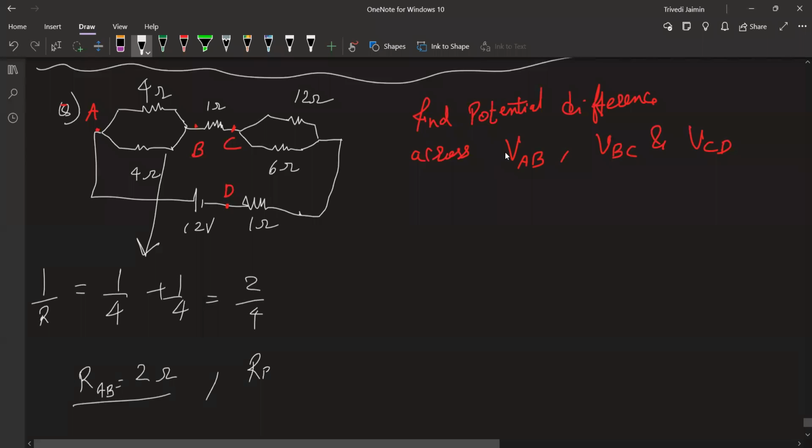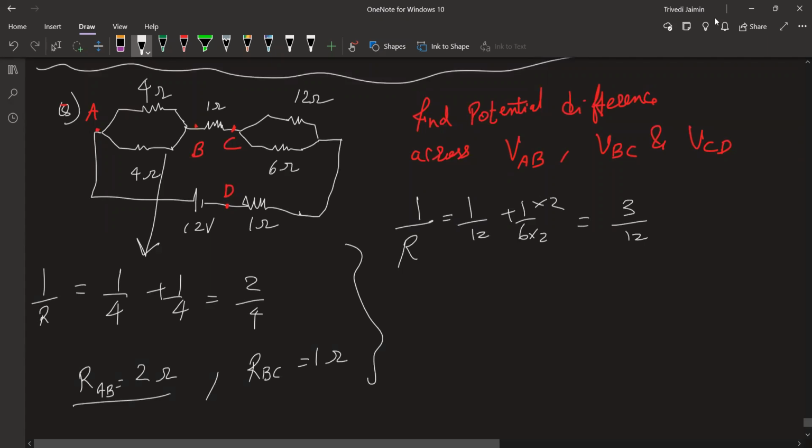Then RBC, we already have 1 ohm. RCA, so for that, for CD, we need to find out 1 by 12 plus 1 by 6 into 2, which is 3 by 12, which is 12 by 3. So R is 4 ohm. Then RCD equals 4 plus 1, 5 ohm.